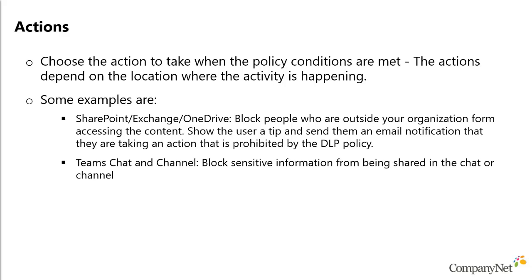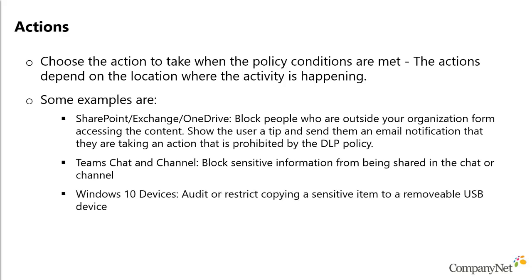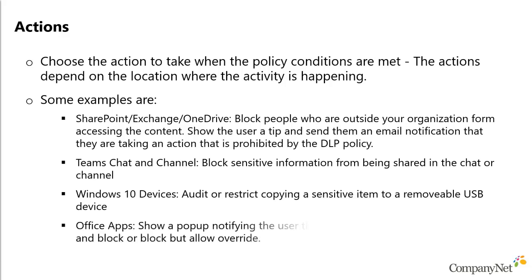It will tell you exactly why you're not able to send that message, and then again it educates the user, lets them know that that's probably not the best way to be sharing that data, and just allows them to find better ways of doing that. And then Windows 10 devices, so audit or restrict copying a sensitive item to a removable USB device. One of the big scary elements is copying sensitive information to a USB. That USB is taken off premise and it's lost, or it's given maliciously to others. So applying the protection at the device level to audit and restrict it is something that is just extremely powerful, that makes DLP worthwhile when it comes to how you can protect and control your data.